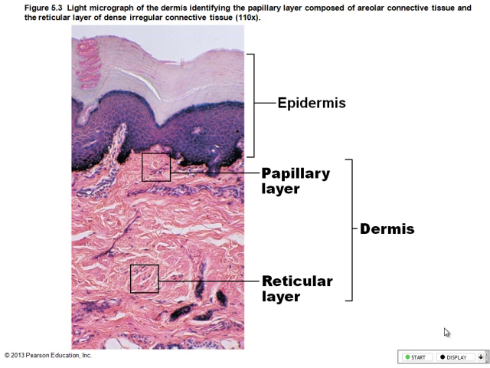Epidermis, dermis. So you can see the little egg crate fingers here. This is dermis. This is epidermis. And that's called the papillary layer. So that's where the epidermis meets the dermis. The reticular layer of the dermis, why do you think we call it reticular layer? Because it's a lot more reticular fibers, reticular connective tissue down lower in the dermis. So the papillary layer meets the epidermis, and the reticular layer is down lower near the hypodermis or subcutaneous. Yes?